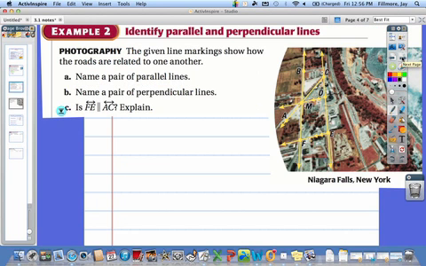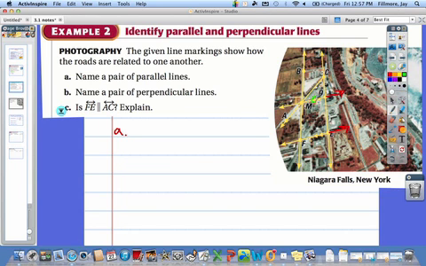So let's look at an example here using the notation we talked about with parallel and perpendicular. Let's start with letter A, where it says name a pair of parallel lines using this diagram at the right. I'm just going to make all these lines to make life a little bit easier for today, not worrying about rays or segments or anything. Let's just assume that all of them are lines. So name a pair of parallel lines.